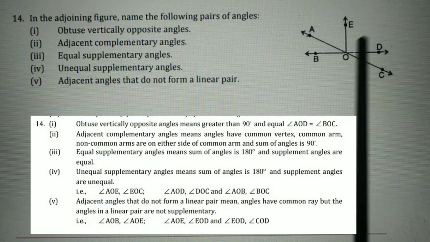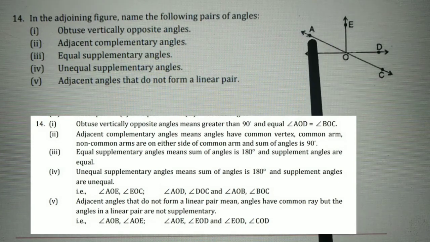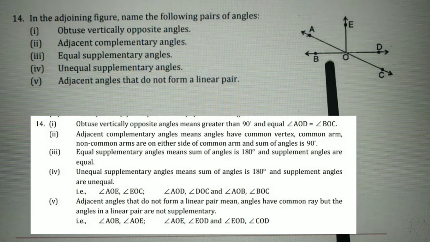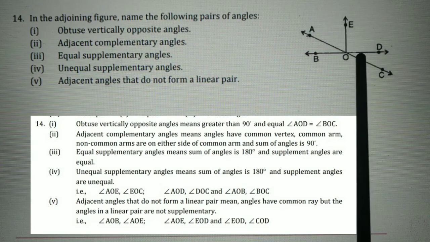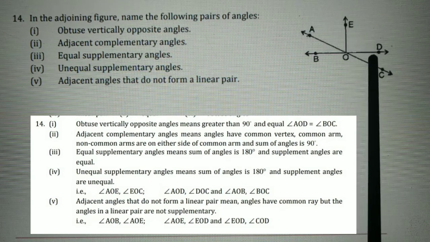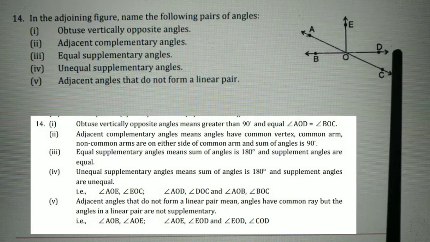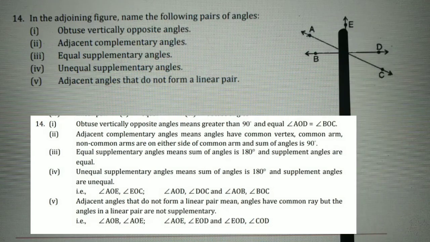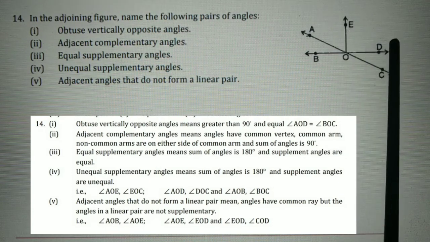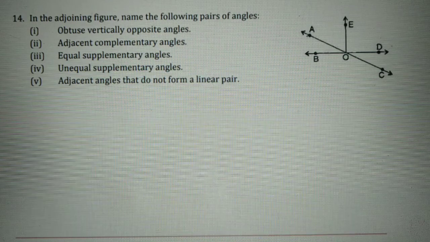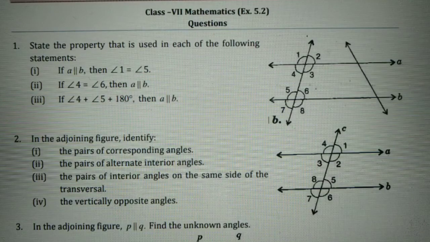Now you can see here BOA and AOD. The total sum is 90 and they are adjacent. So this is one example. Second, EOC. This total is not 180 degrees, but due to OD, which is a common arm between them, EOD and DOC are adjacent angles. Similarly, we can give other examples from this diagram.